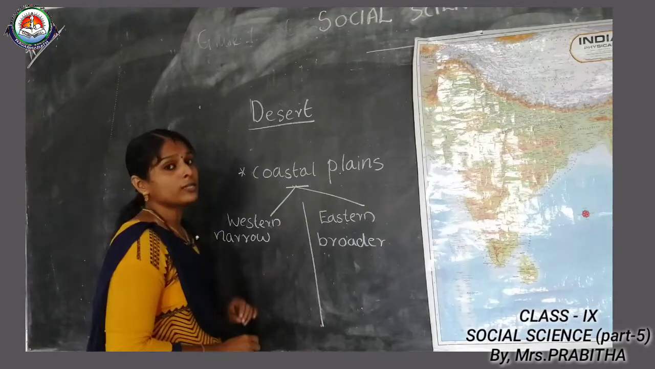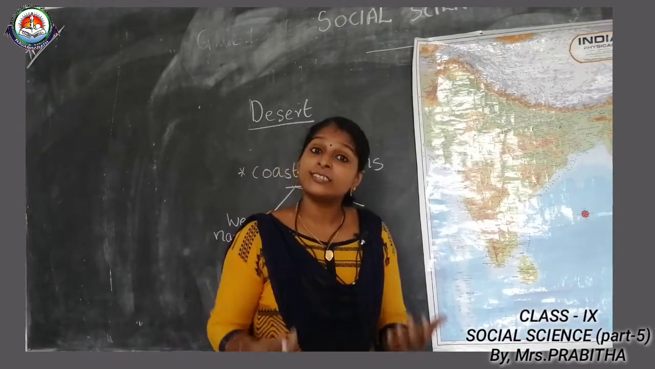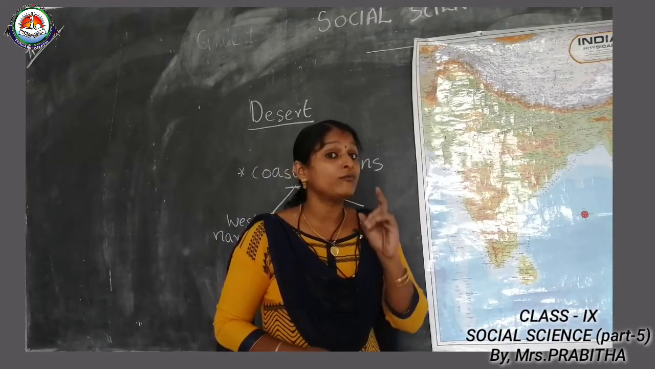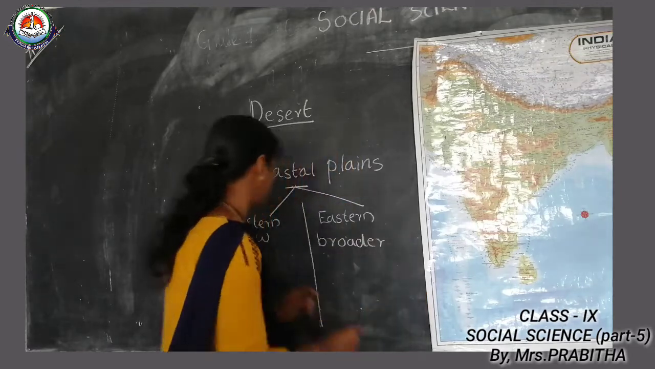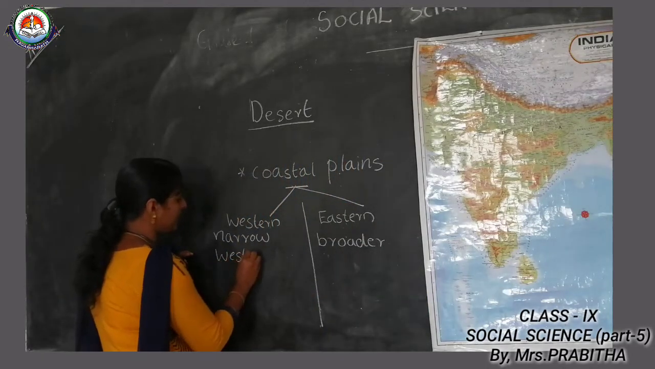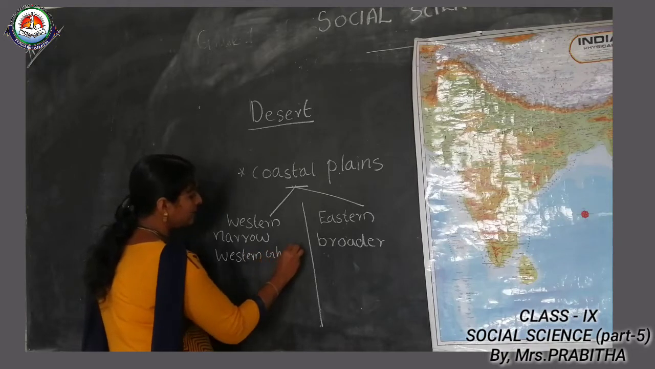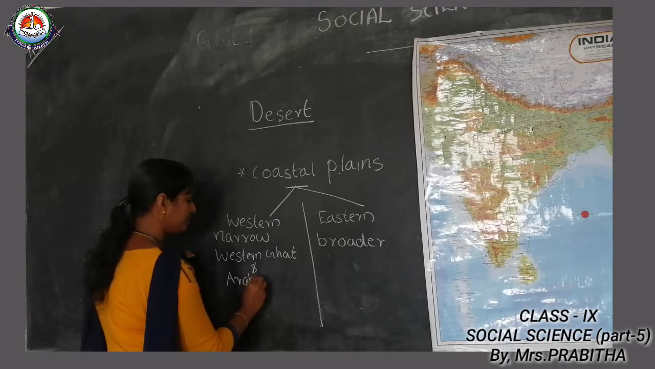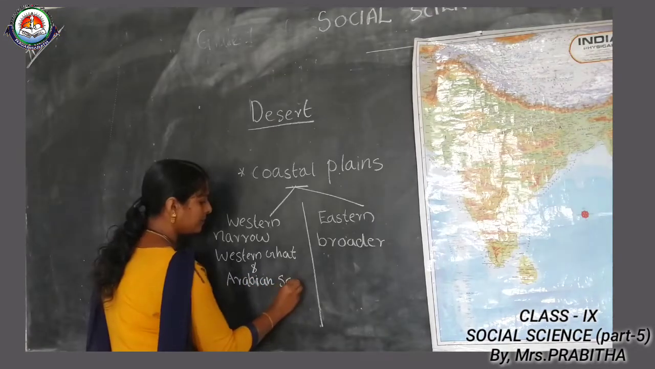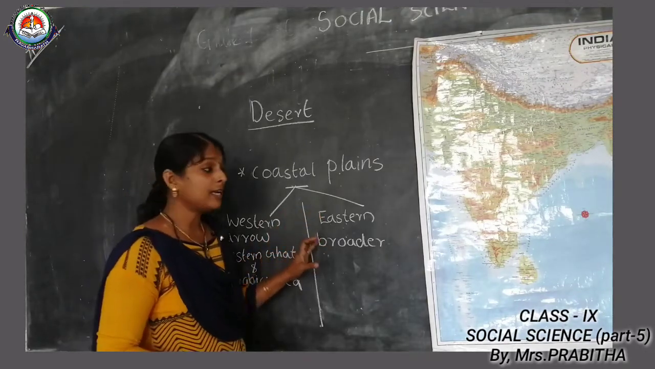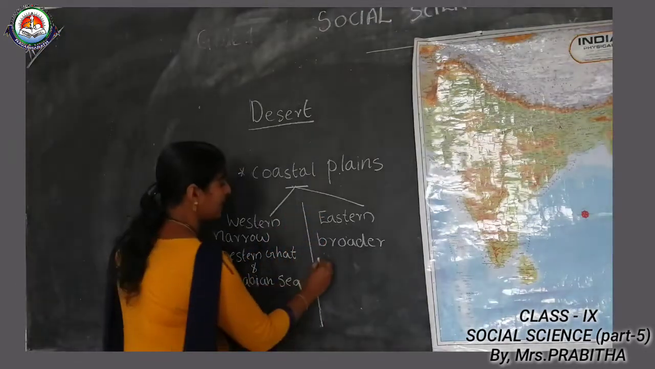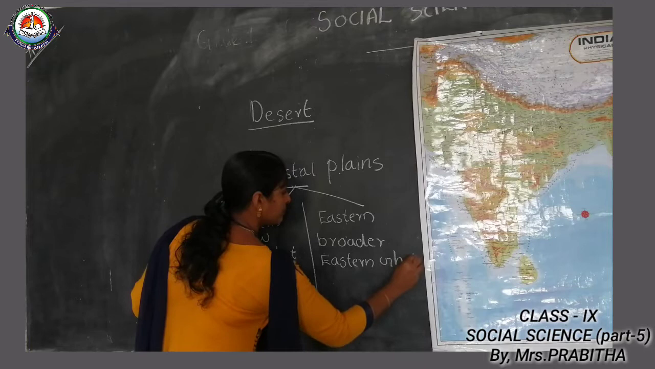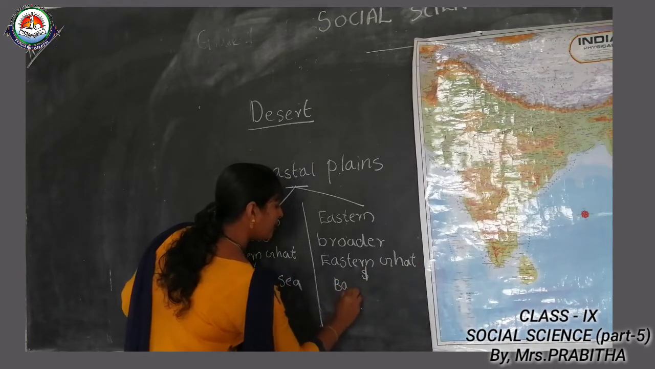Western coastal plains are sandwiched between the Western Ghats and the Arabian Sea. So it is in between the Western Ghats and the Arabian Sea. Then eastern coastal plains are sandwiched between the Eastern Ghats and the Bay of Bengal.